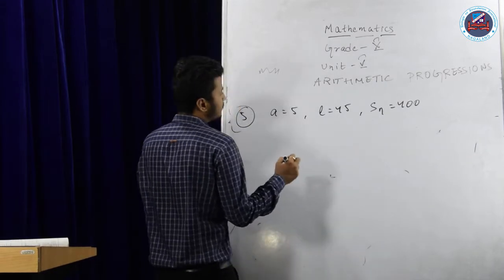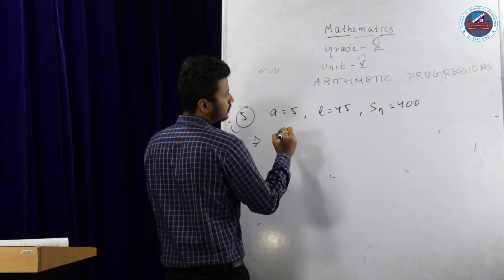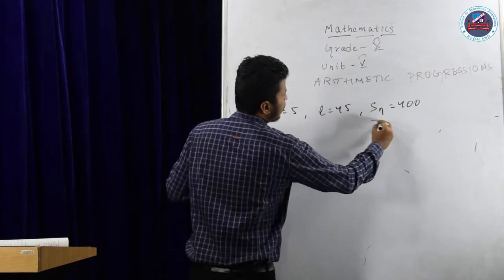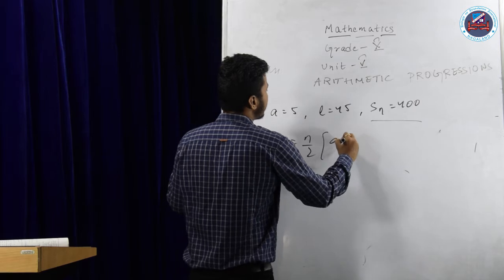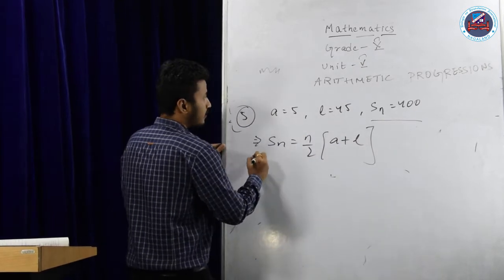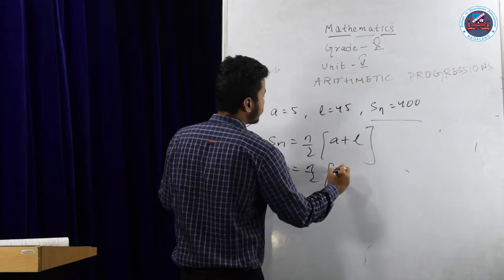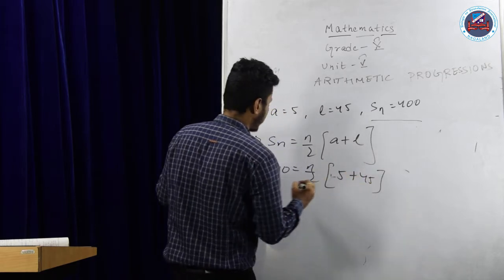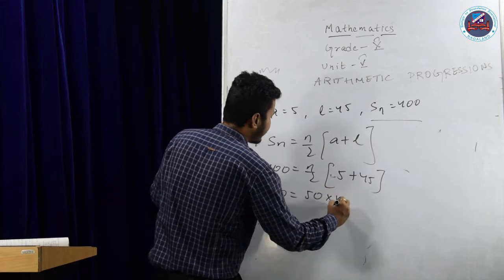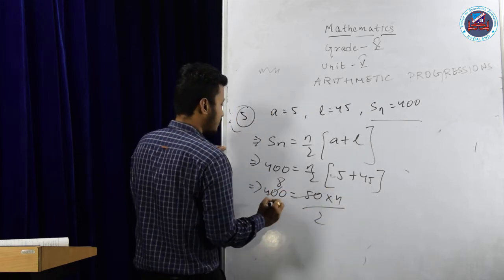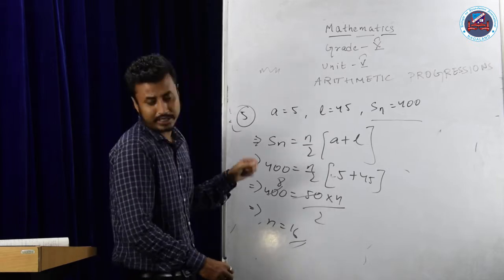So how will I proceed, guys? First things first. Let's take the formula of Sn. Sn equals n by 2 into (a plus l). Use this formula. Sn is given 400 equals n by 2, a is 5, l is 45. So 400 equals 50 into n by 2. n will be what? 16 guys. n value nikal gaya.